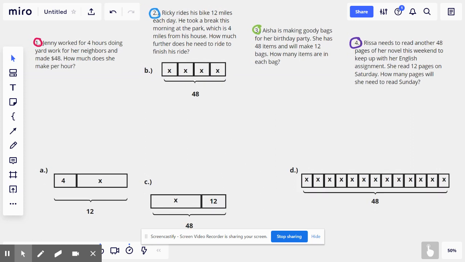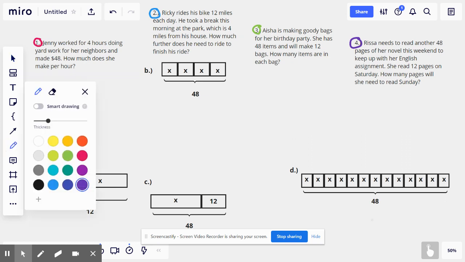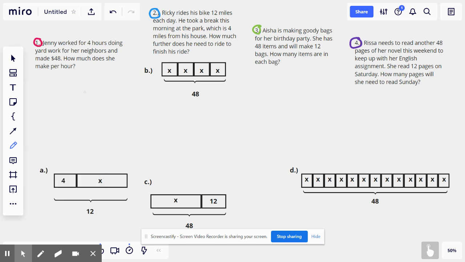So what we have here is 4 word problems and 4 tape diagrams. One of these tape diagrams matches one of these word problems, and they're all scrambled up. So our job is to figure out which word problem matches with which tape diagram. The first thing I want to do is go over the tape diagrams and just see what they're telling us.